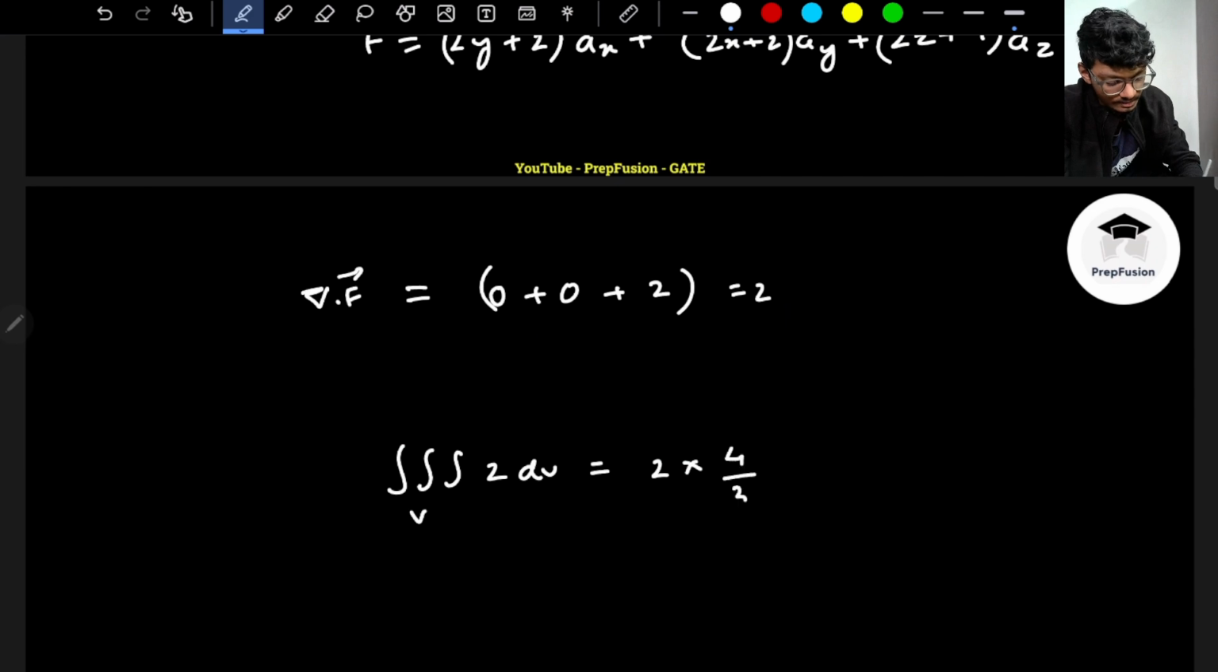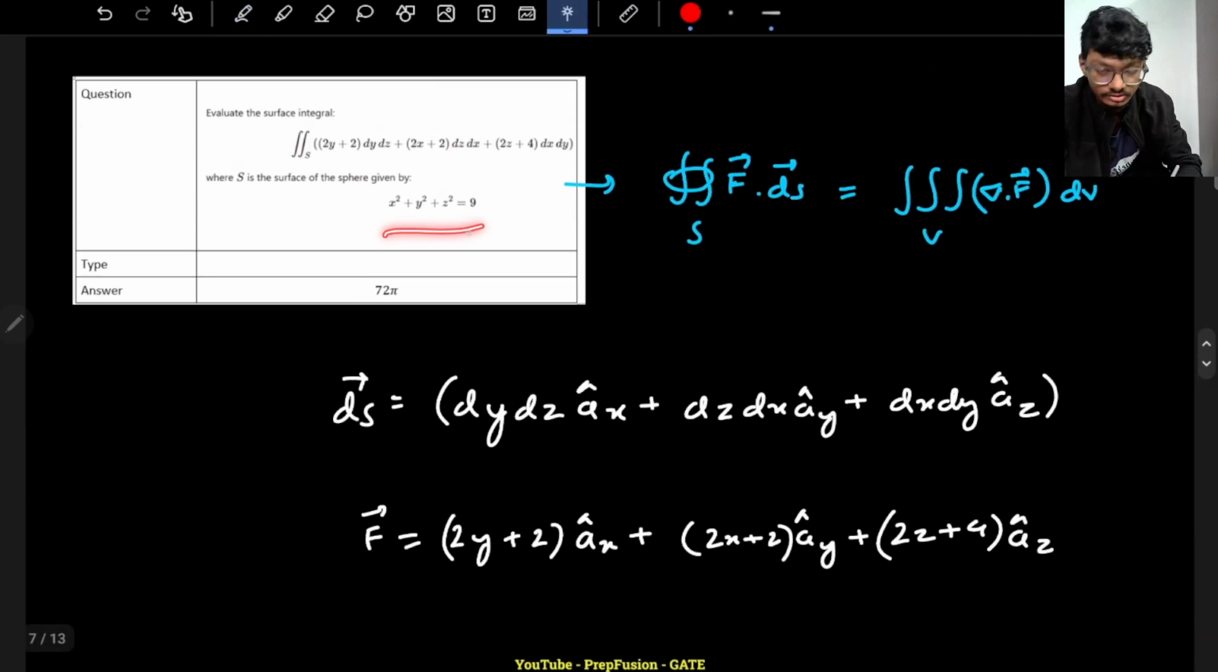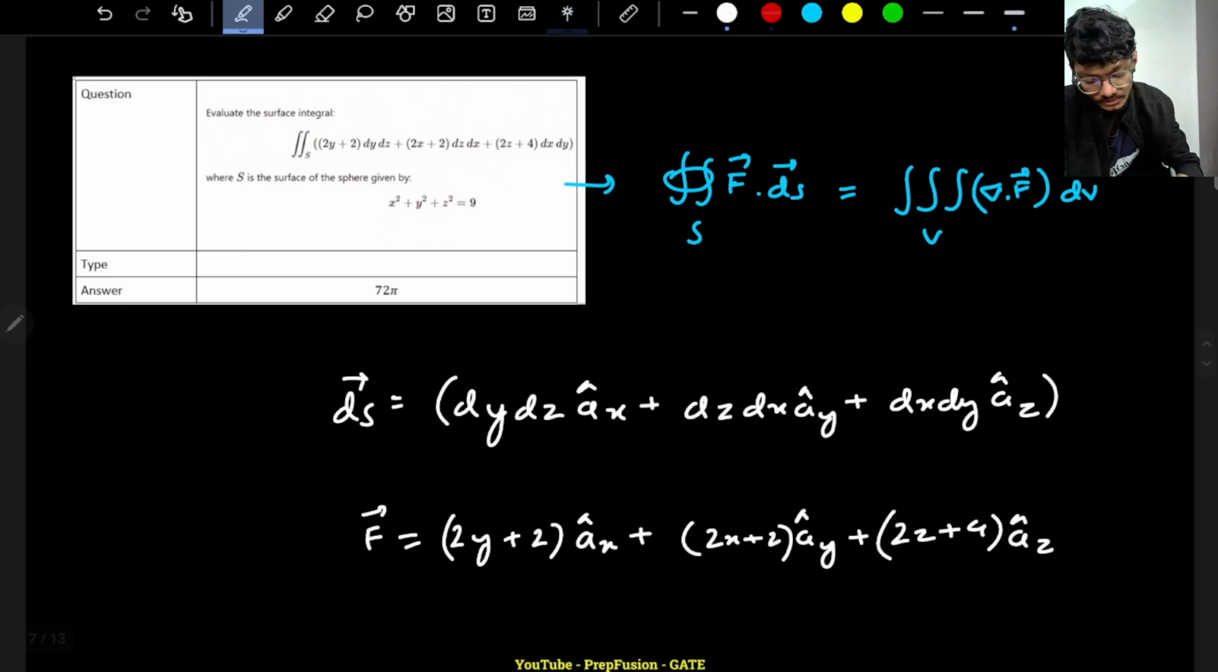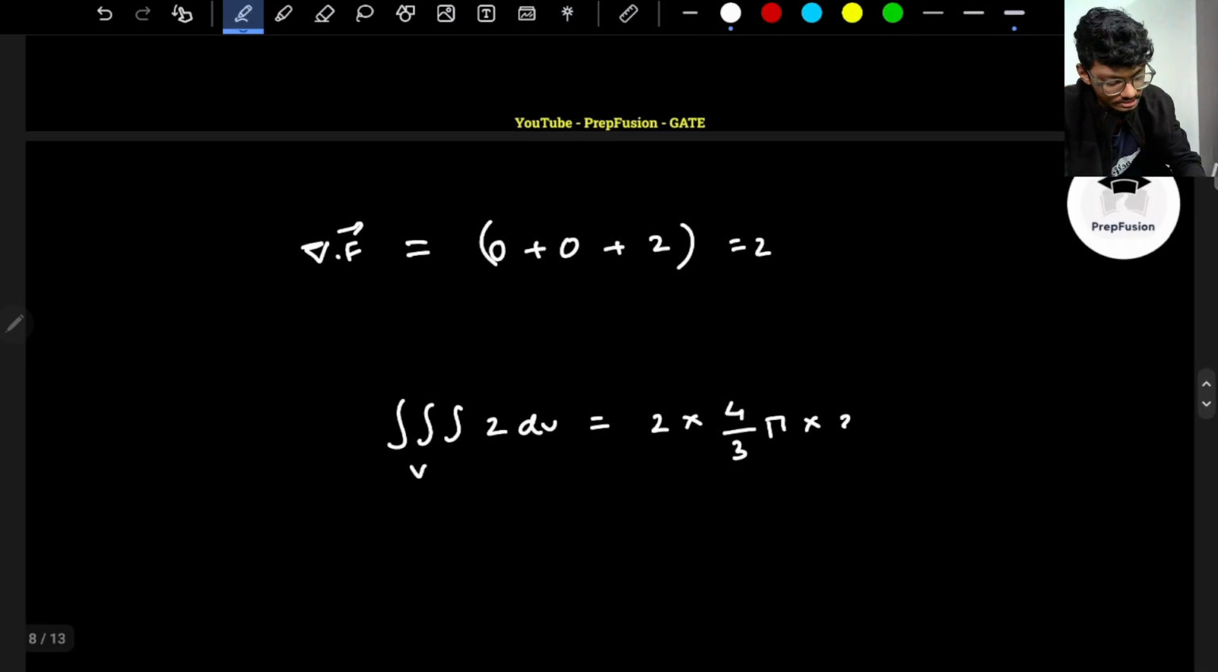Volume is 4 by 3 pi r cube. What is r square here? x square plus y square plus z square equals r square. Sorry, r square is 9, so r will be 3. So this will be r cube, that is 3 cube. So this will be 8 times 9 pi, so this will be 72 pi. 72 pi will be the answer to this question.